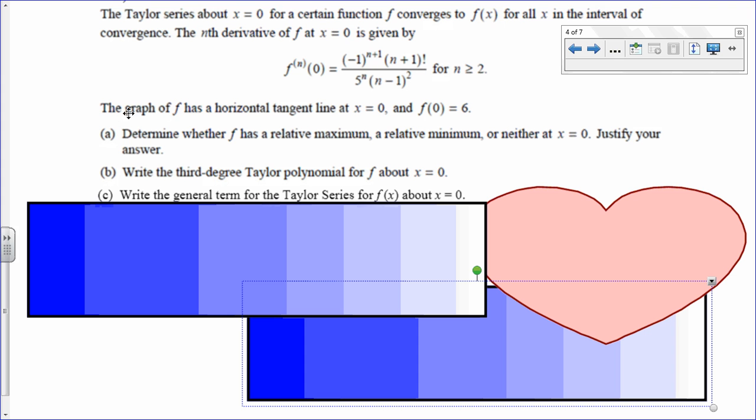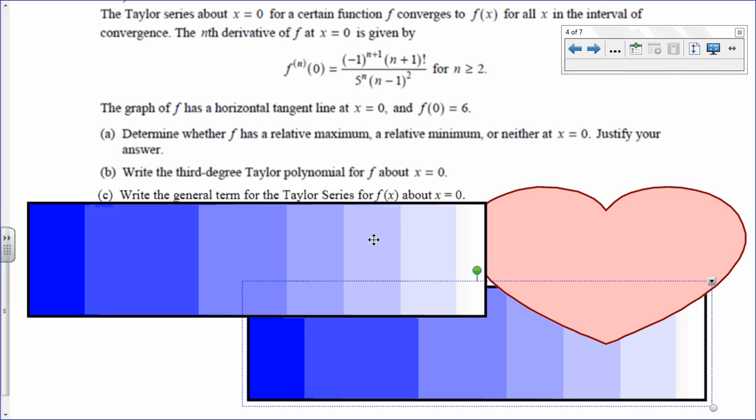They also tell me that the graph of f has a horizontal tangent line at x equals 0, and that f of 0 is 6. Okay, that's okay too. A, determine if f has a relative max, relative min, or neither. Well, what do we remember about that? Something has a maximum when it has a 0 for the derivative and it's concave down. So I have a maximum when the derivative equals 0 and it's concave down, or if the derivative doesn't exist, but they tell me that the derivatives do exist.